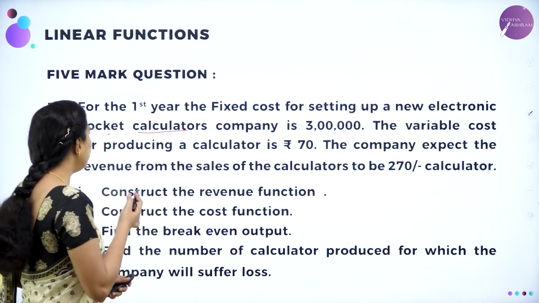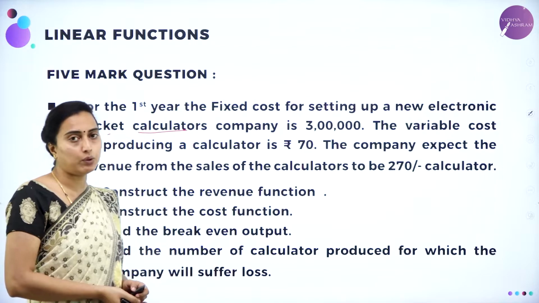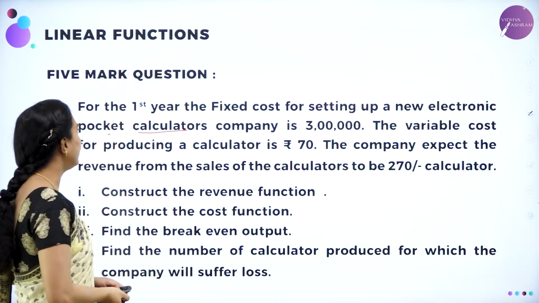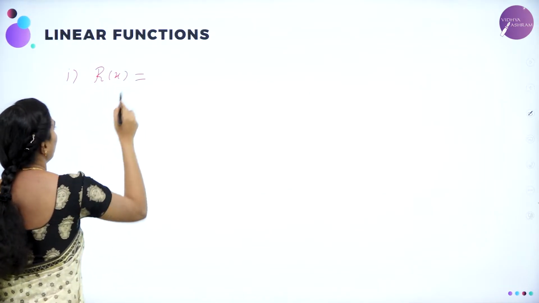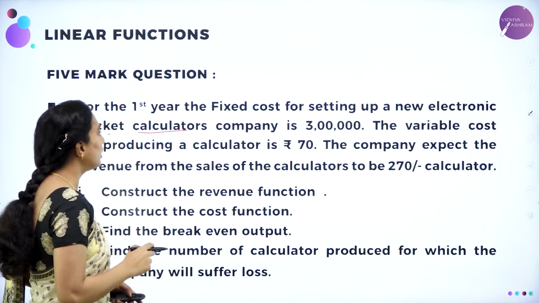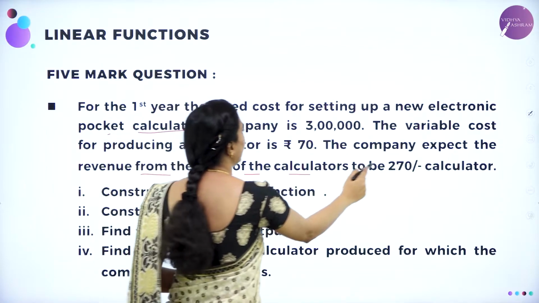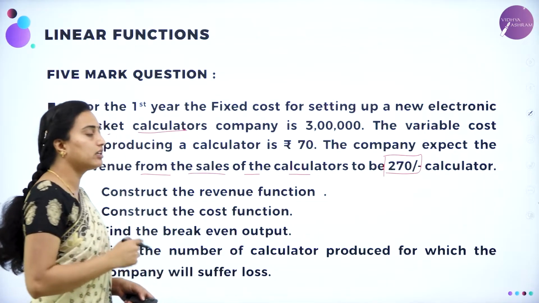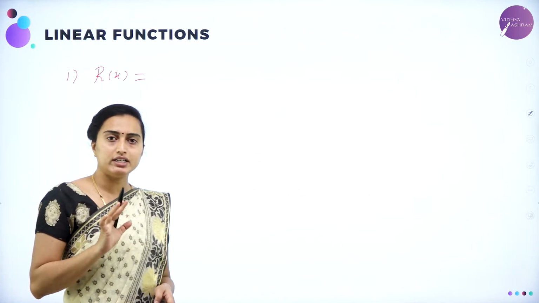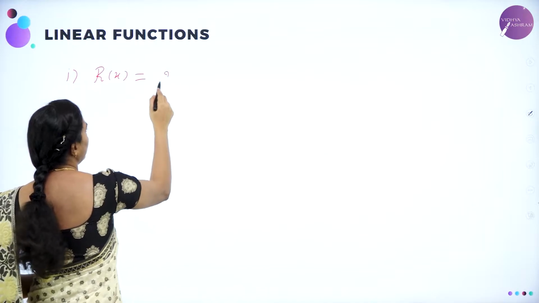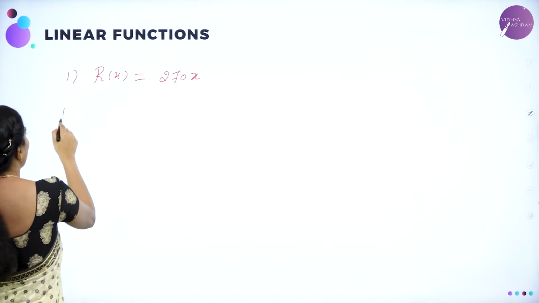So here, let me take the first one like this. Revenue function is the first question, cost function is the second question, then the break-even point. Let us take the first one as revenue function, how much the calculator will be selling. The revenue from the sales of the calculator is 270 per calculator. If I assume X is the number of pocket calculators, therefore revenue R of X is equal to 270 into X. That is the first answer. What about the second one?